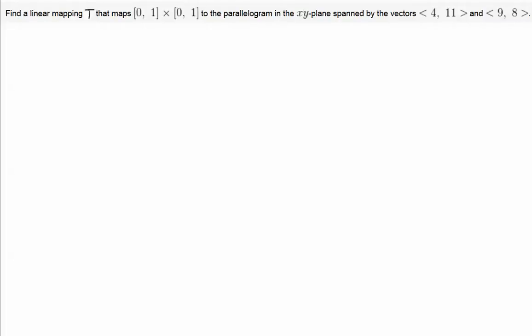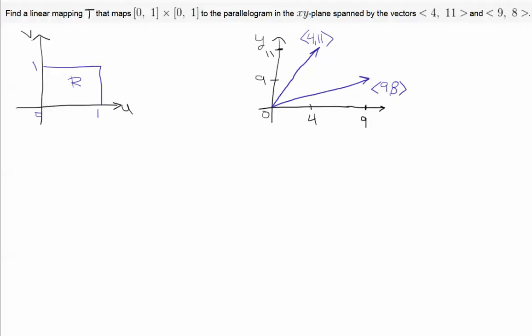In this problem we need to find a linear mapping T that maps a rectangle to a parallelogram spanned by these two given vectors. I'm going to draw a picture of the situation here. So here you see this rectangle, [0,1] cross [0,1]. So I've drawn that here. And it maps to a parallelogram. Now I didn't finish drawing the rest of the parallelogram, but you can imagine it. And it's spanned by these vectors (4, 11) and (9, 8). I didn't want to clutter up the picture because I'm going to use this area later in the solution. So you could use the power of your imagination to draw the rest of that parallelogram.